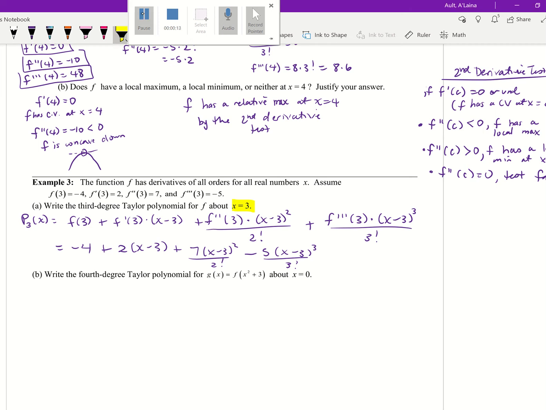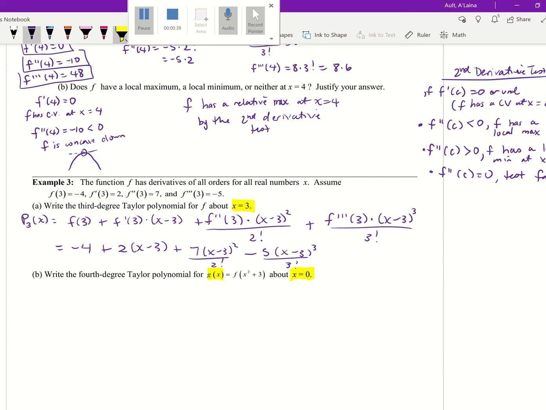Notice that g is a composition of f. It's kind of interesting. g could be found by doing f of x squared plus 3, and it's centered around x equals 0 this time, which is really odd. When we've changed the center, instead of being at 3, now this polynomial is centered at 0. We're going to need to make an adjustment here. Okay, so here's how this is going to work.